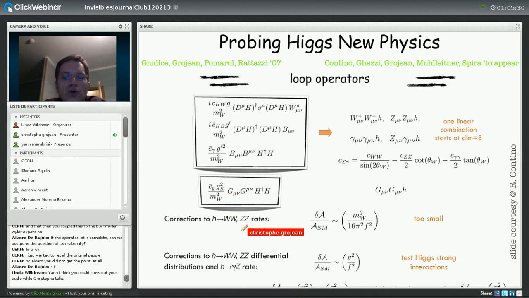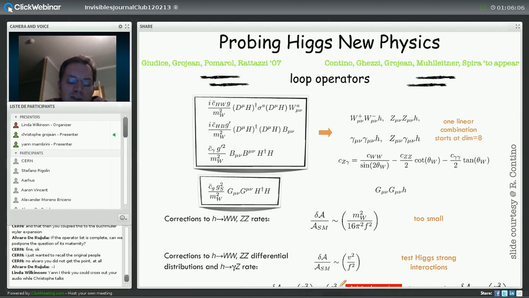And then finally there are the loop suppressed operators. So the loop suppressed operators into WW. And here, clearly, since they are loop suppressed, they won't compete at all with the previous effect that I was describing before. So the only way to have access to those operators is to look at the decays into gamma and Z, where indeed you find a modification of the amplitude that again scales like v squared over f squared compared to the standard model amplitude. So here you are really testing the coupling of the new physics sector.